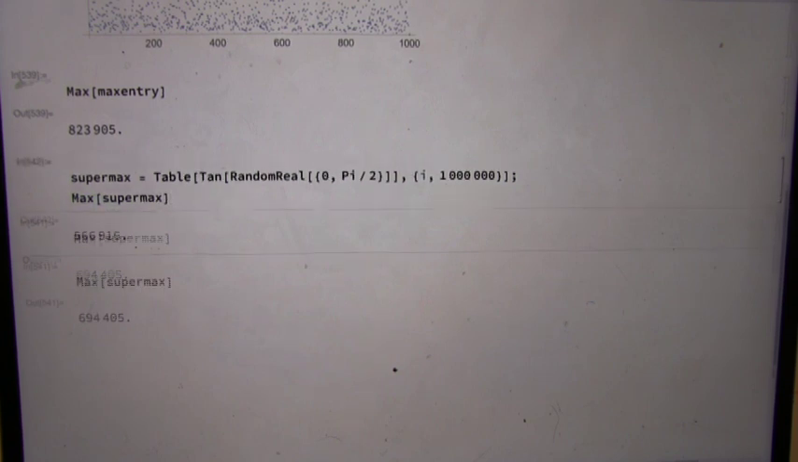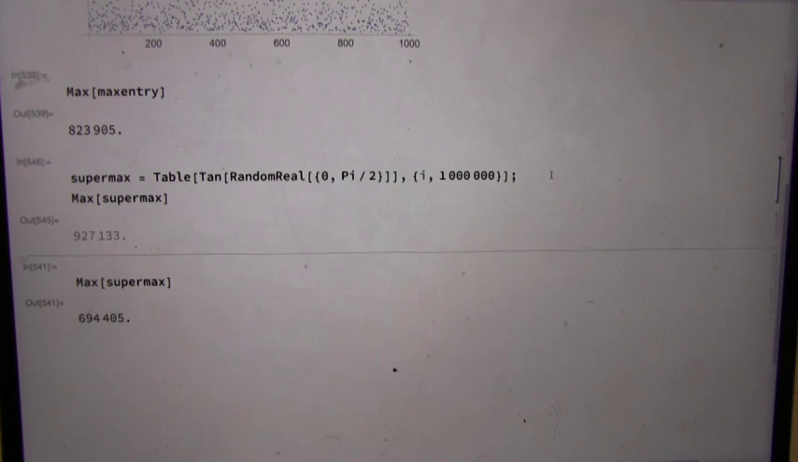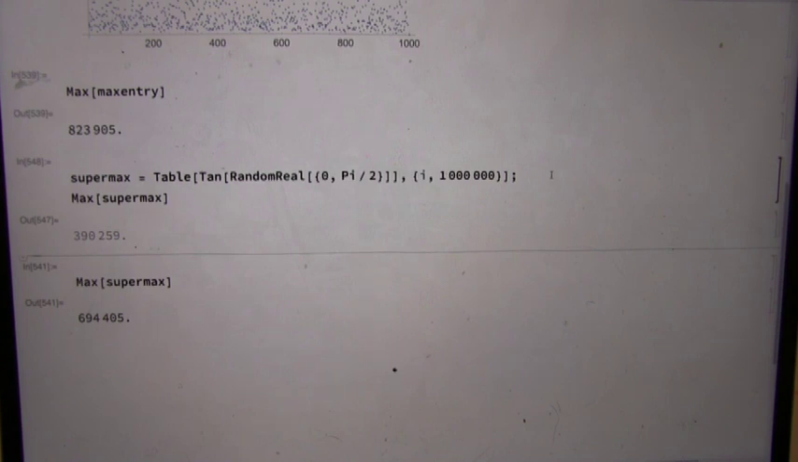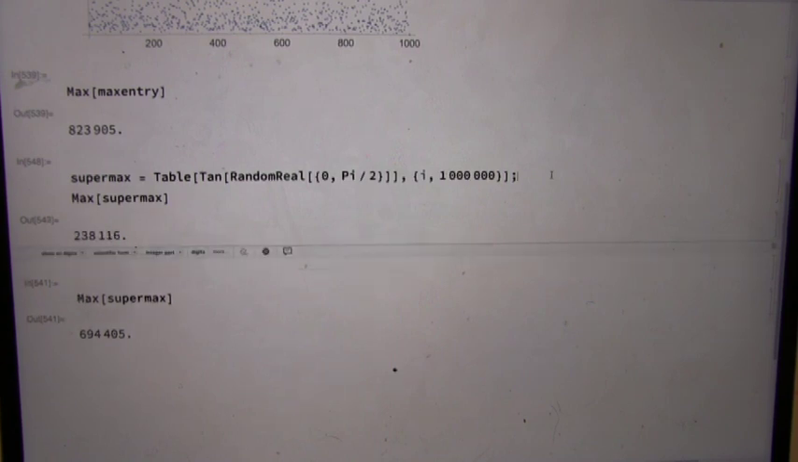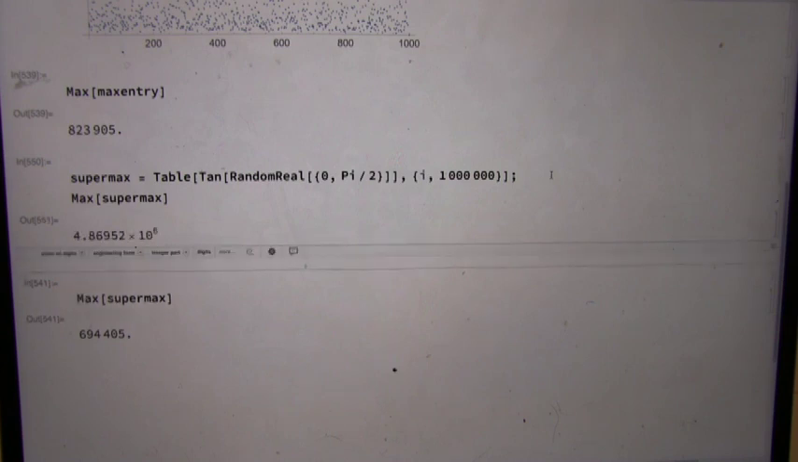Yeah, so running it again with 1,000,000, so 566,000. 927,000. It does seem to cap off eventually. 390,000. 238,000. Well, it's not really settling anywhere.